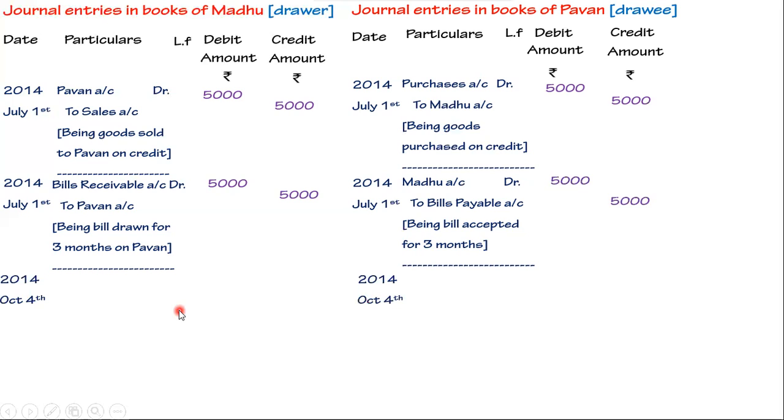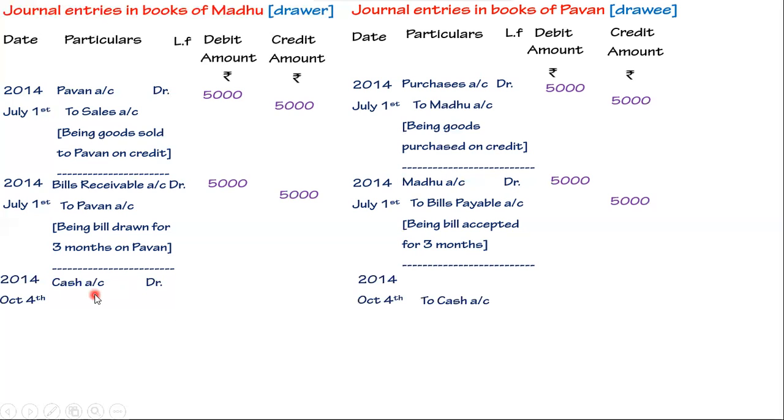So in the question it was given that Pawan met his acceptance on the due date. It means that the buyer Pawan has made the payment as he promised to pay after 3 months. So on 2014 October 4, the buyer Pawan has made the cash payment to seller Madhu. So Madhu is receiving cash, so cash will be debited as cash account debit. Whereas for Pawan cash is going, so cash will be credited as to cash account.